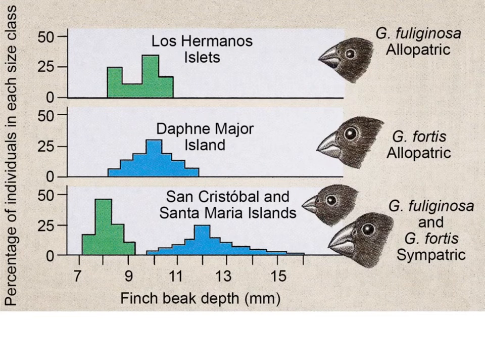Here's another graph showing how these birds have gone through character displacement. In the first graph on the top, we see that the bird species lives alone and has a wide variety of beak sizes. On a different island, a different species lives alone, and they also have a variety of beak sizes. When you put the two species together on a third island, we see that one has small beaks and the other has large beaks.